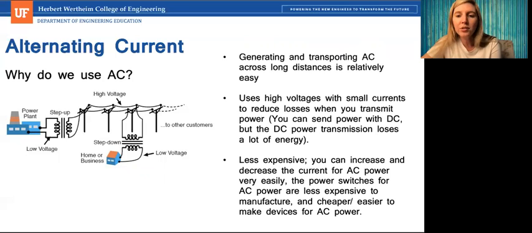And the reason they do that is because generating and transporting AC across long distances is relatively easy. So at very high voltages, over 110 kilovolts, you lose less energy in electrical power transmission. So higher voltages mean lower currents, and lower currents mean less heat generated in the power line due to resistance. So AC can be converted to and from high voltages pretty easily using those transformers.